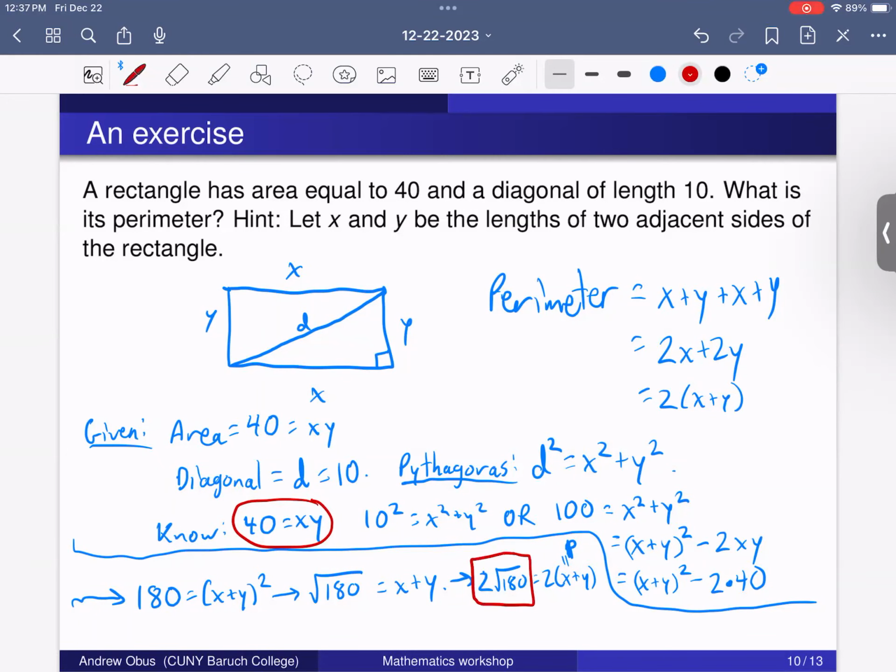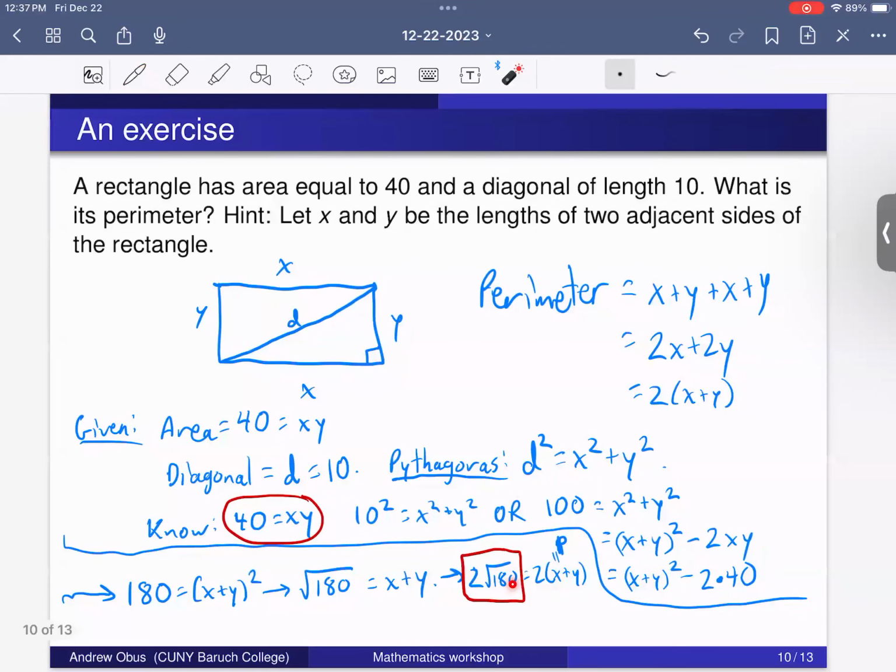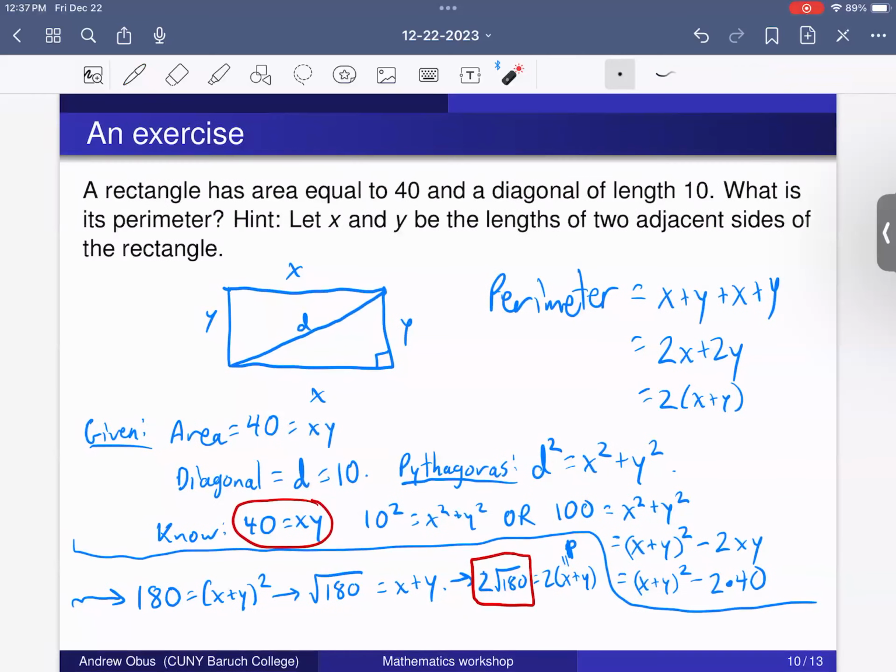And if you want to simplify this, 180 is 36 times 5, so you can pull out a factor of 6. You can write this as 12 times the square root of 5, if you'd rather write it like that. But I don't really care if you simplify your radicals, and 2 times the square root of 180 is perfectly fine.